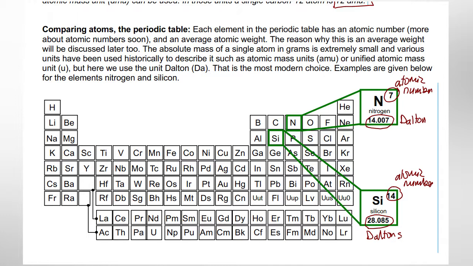Now, you might ask, why is this an average weight? The reason it's an average weight is because there are different kinds of atoms, even for a single element, but that's going to be described later. For now, all you have to understand is this is the average atomic weight in these units. So how do we use this? How do we make use of this information?